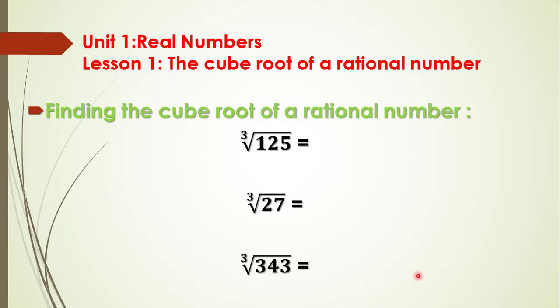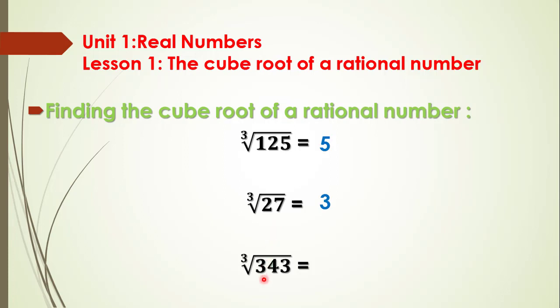Okay, we want to get the cube root of 125. You can use your calculator, you can use factorization, and sometimes the number is small, so it's very easy to get the cube root. Let's begin with the cube root of 125 equals 5, because 5 times 5 times 5 is 125. The cube root of 27 is 3, because 3 times 3 times 3 equals 27.